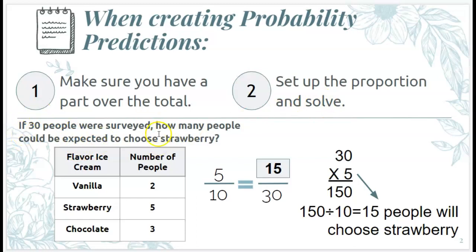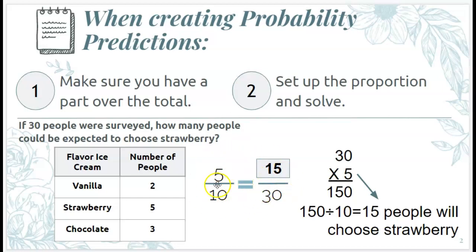So if 30 people were surveyed, how many people could be expected to choose strawberry? Well, first things first, you should look here and don't tell me 5, because this right here is not 30. This is 5 plus 2 is 7, 7 plus 3 is 10. So this is only 10 people. So we need to get to 30. So 10 times 3 would get me 30. So 5 strawberry times 3 would get me 15.